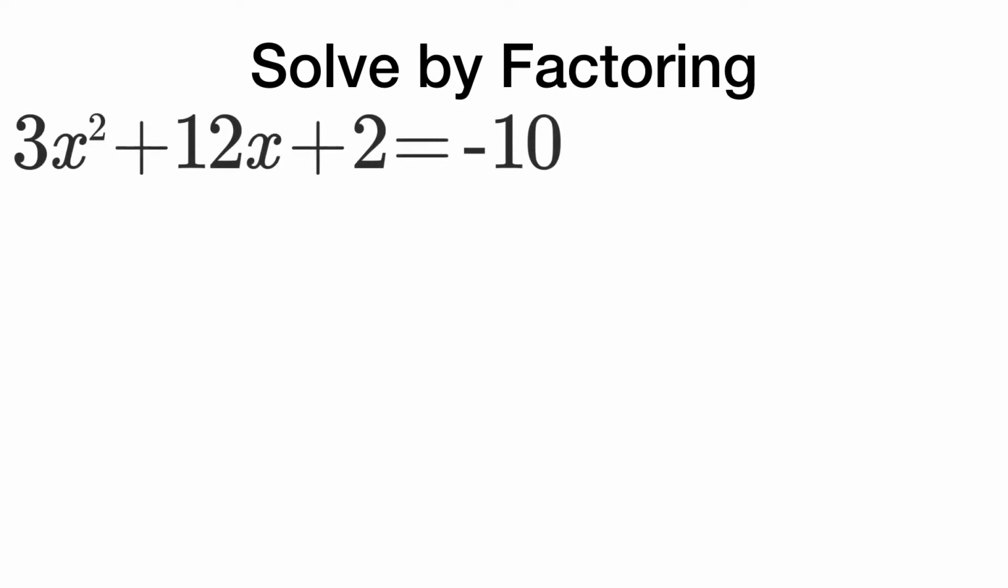All right, let's try this one. So in this case, it says 3x squared plus 12x plus 2 equals negative 10. So the first thing I do is I'm going to add 10 to both sides, which means we have this. Do we have any common factors? The answer is yes. We can divide everything here by 3.